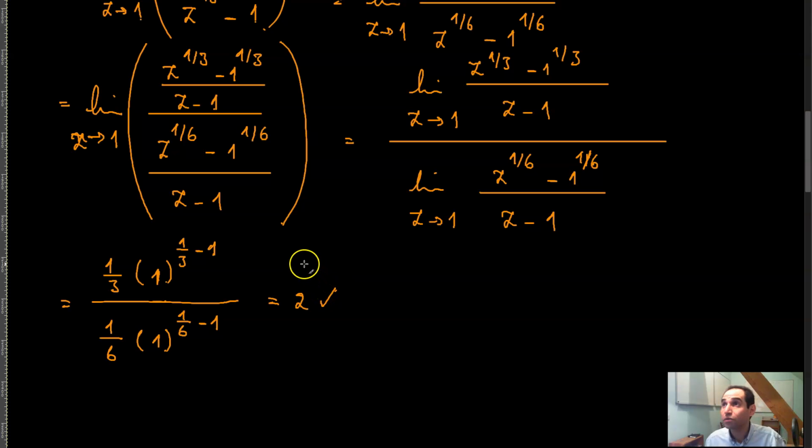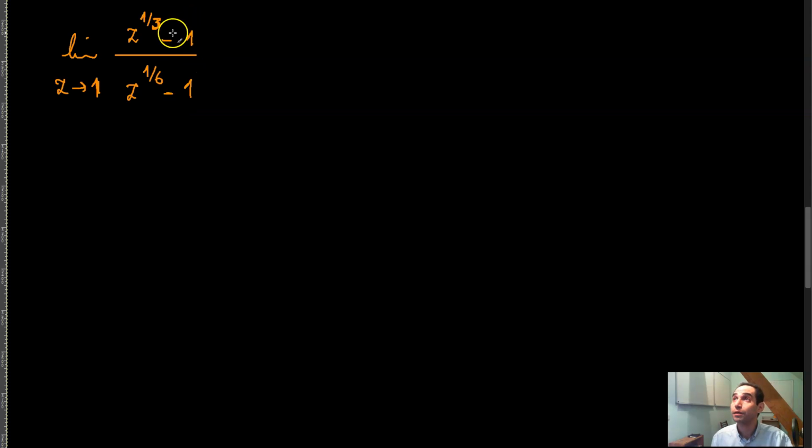Now, alternatively, you can also solve this problem in a different way, and of course that would be a lot simpler. We want to find the limit of z raised to the power 1/3 minus 1 over z raised to the power 1/6 minus 1 as z tends to 1, right? So now, of course, over here, as z tends to 1, the value of the given function takes the form 0 by 0.